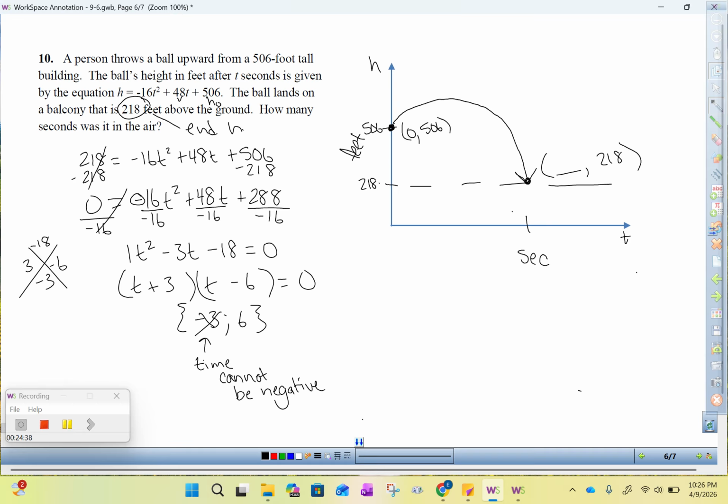Okay, so for this one, the ball was in the air for 6 seconds. And that's it.